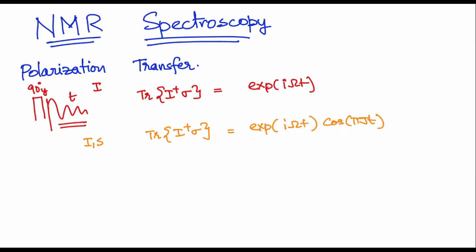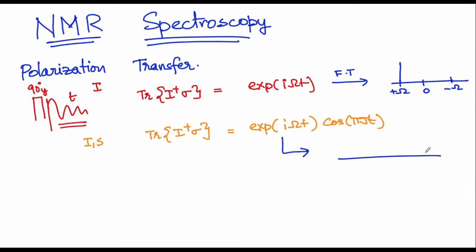We saw in the previous lecture that when this signal is Fourier transformed, you get a resonance or the Dirac delta function at plus omega and nothing at minus omega. So similarly, when you have the cosine modulation, all this ends up doing is giving a signal at plus omega that is split with the J coupling of 2 pi J, and the intensity being half with respect to whatever you started with.